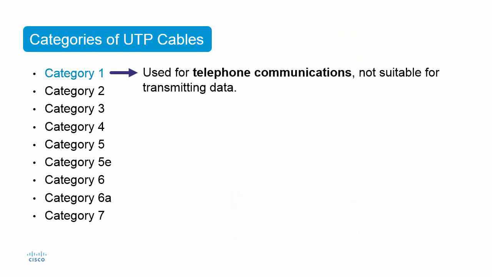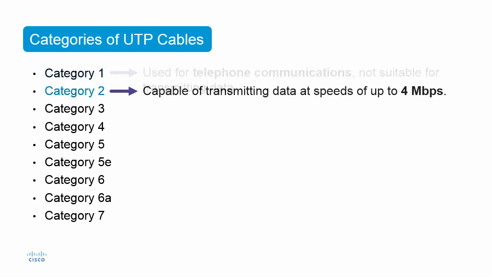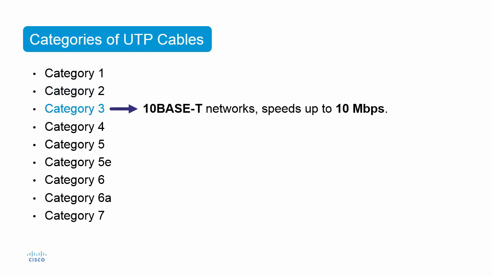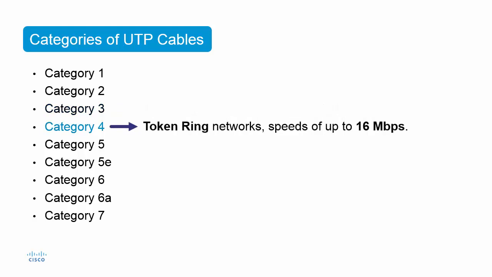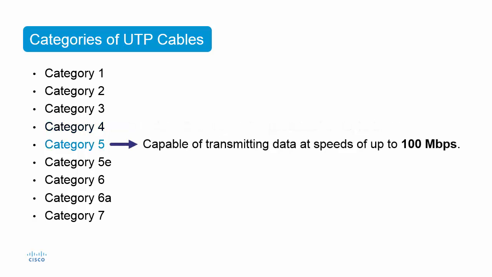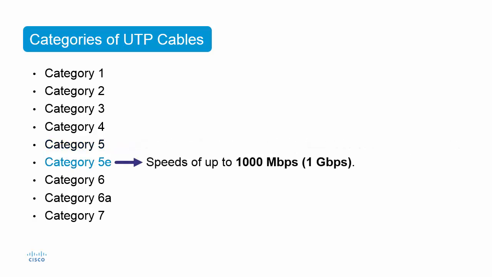Category 1 is often used for telephone communications, but it's not suitable for data transmission. Category 2, on the other hand, is capable of transmitting data at speeds up to 4 megabits per second. Category 3 is used in 10BASE-T networks and can reach 10 megabits per second. Category 4 you'll see in token rings, with transmitting speeds of up to 16 megabits per second. Category 5 is capable of transmitting data up to 100 megabits per second. Category 5E can go as high as 1000 megabits per second, or 1 gig.